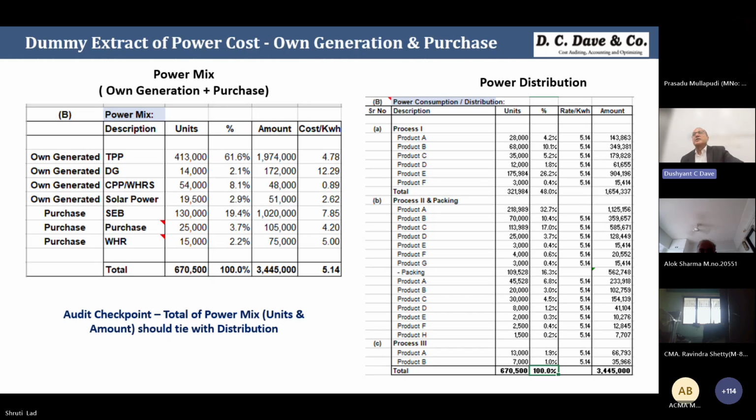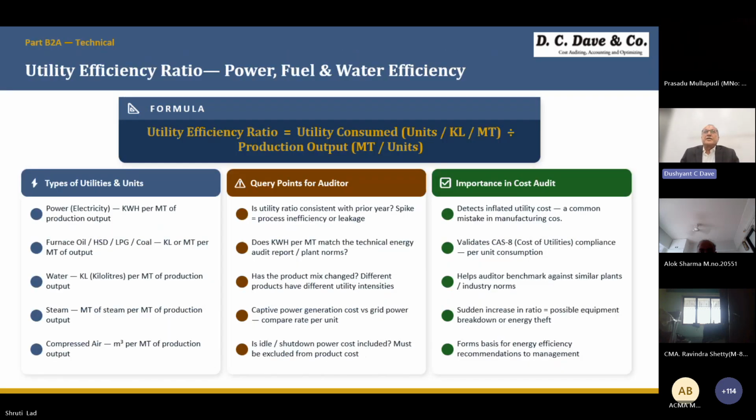Now the next slide, which I am taking you people into, efficiency ratios of power, fuel, and water efficiency. As you can see, the type of utilities and units I have shown on the screen again, which you can very well take as a reference point for your future audit.